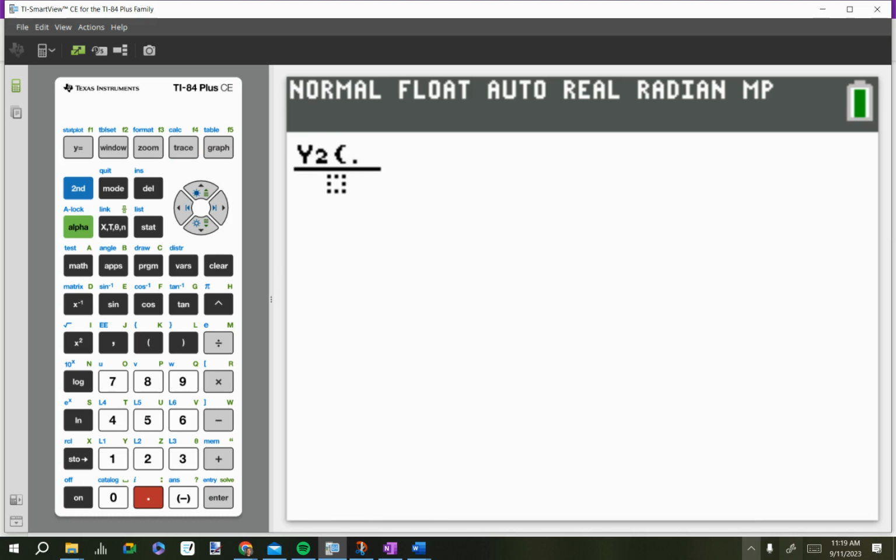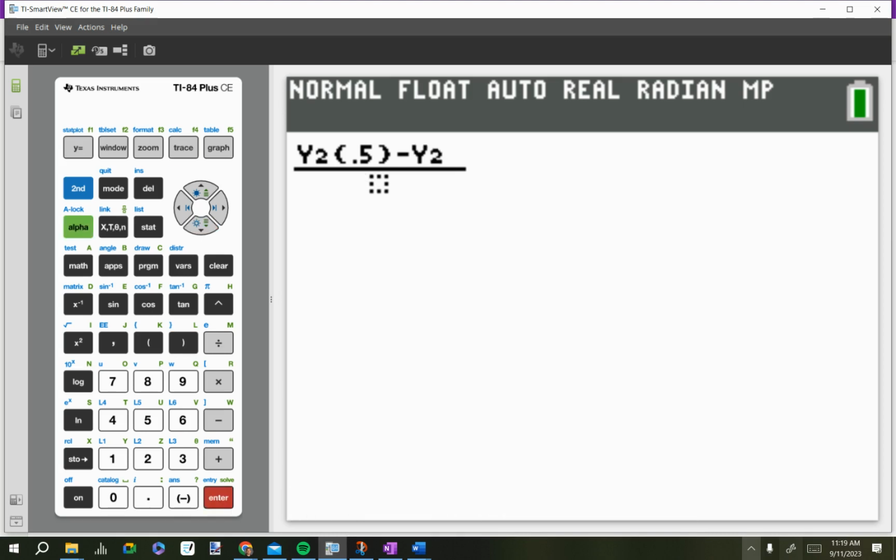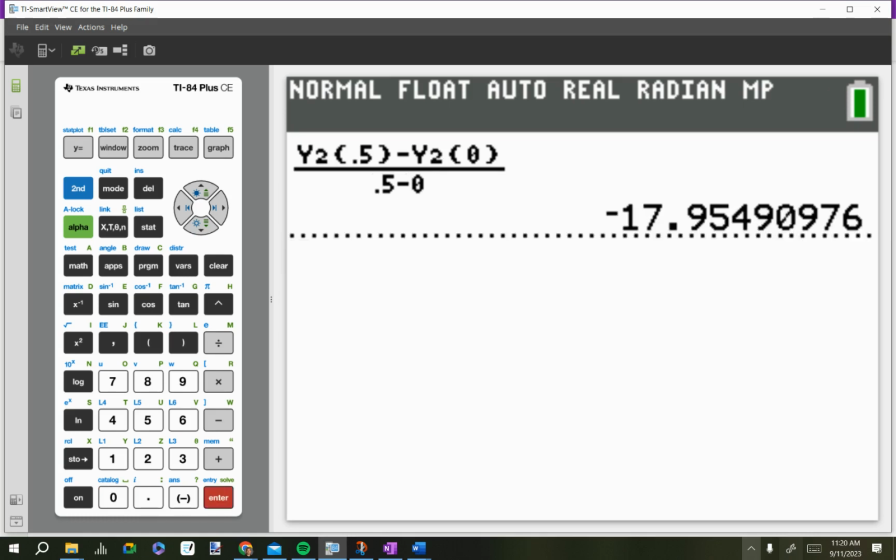Velocity at 0.5. Close it. Minus alpha F4. Y2. Velocity at 0. Close it. Over 0.5 minus 0, technically 0.5, that's x sub 2 minus x sub 1. Y sub 2 minus y sub 1, x sub 2 minus x sub 1. 2-point slope. Everybody with me there? Hit enter. Negative 17.955.